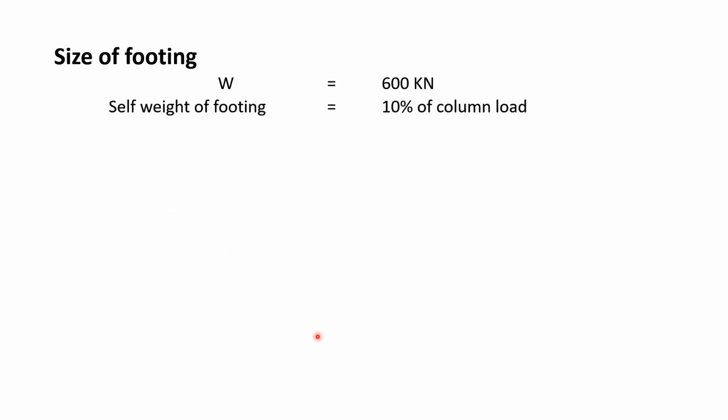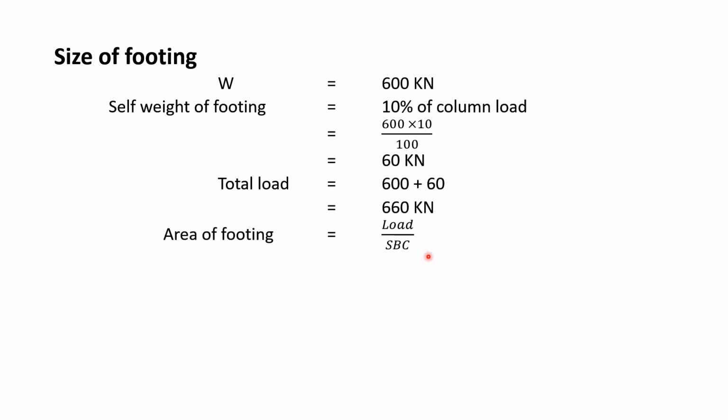The first step is to calculate the size of footing. W is equal to 600, and take the self weight of the footing as 10% of the given load. So 10% means 600 into 10 by 100, that is 60 kilonewton. The total load is the given load plus the self weight of the footing, that is 600 plus 60, that is 660 kilonewton.